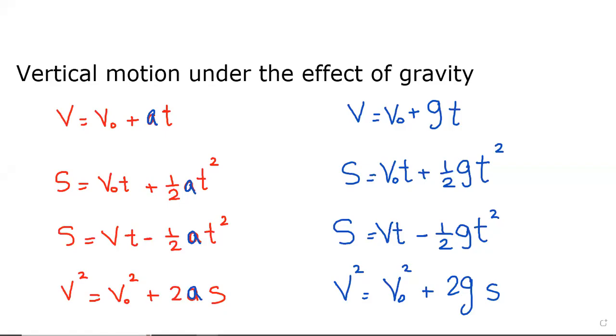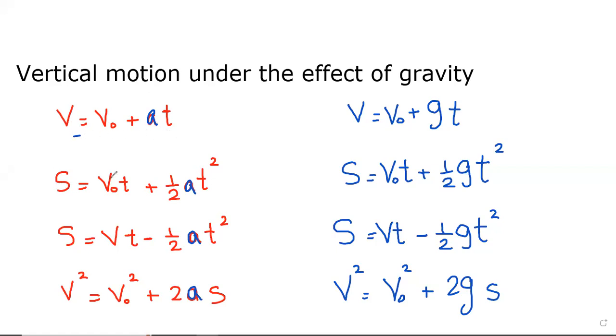In this session, we're going to talk about vertical motion under the effect of gravity, the motion of a body in a straight line. We have studied 4 rules to find the V final from V initial and AT. A is the acceleration and T the time taken.